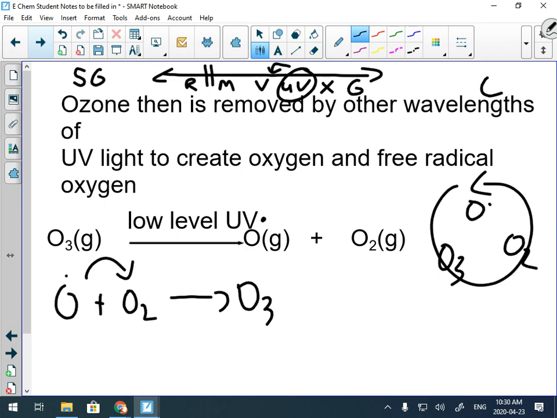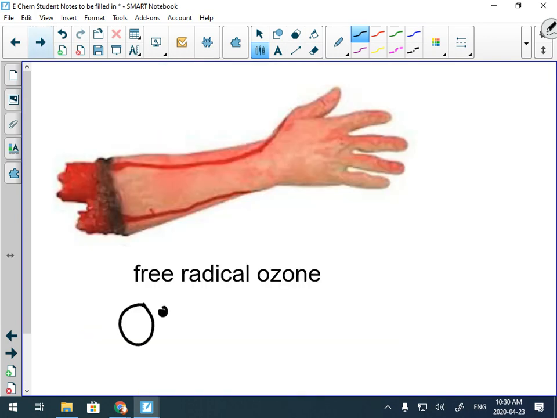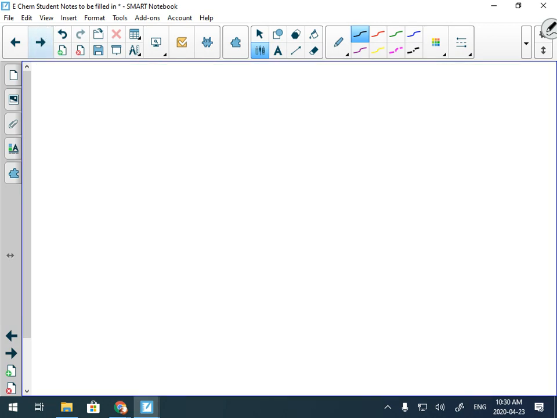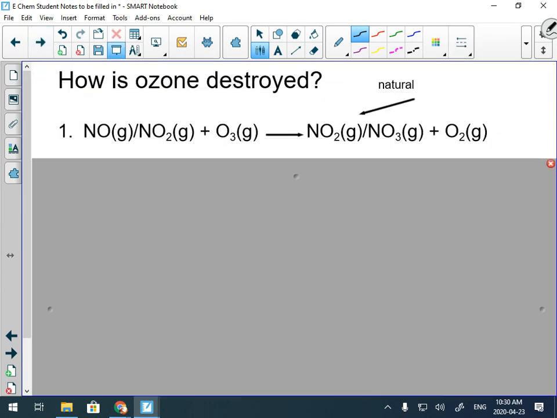So why is this part of environmental chemistry? Oh yeah. Okay, so this is oxygen, and then we have ultraviolet light, and then free radical oxygen. Okay, moving on. All right. Okay, so these reactions are kind of confusing. So instead of me having to write them out, I'm just going to leave them up there for you so you can just come back and look at them, right?